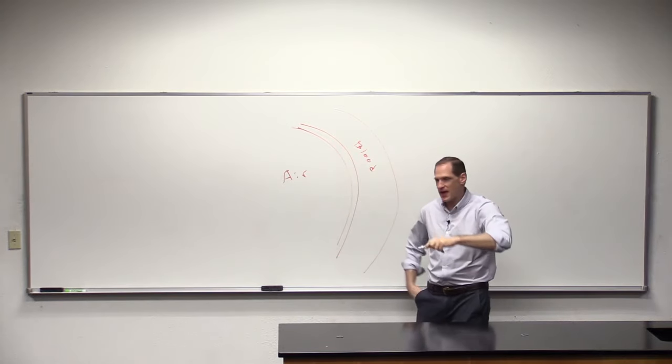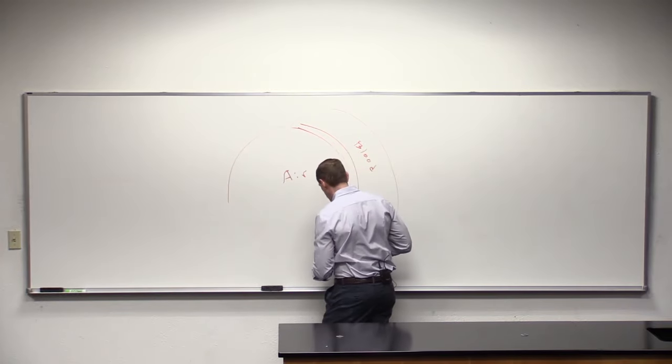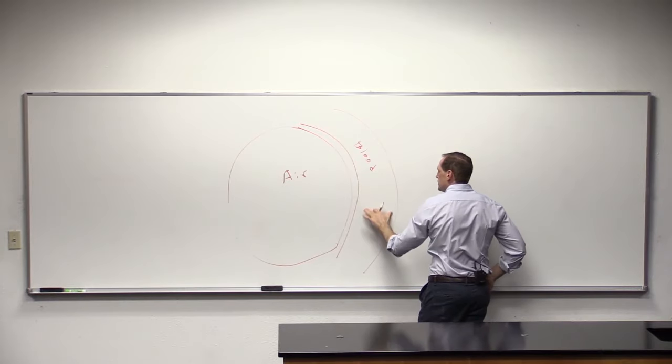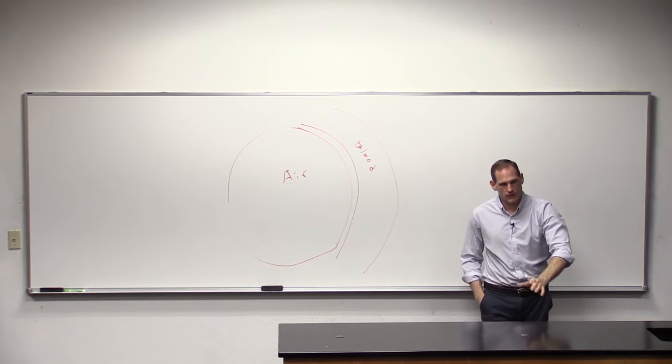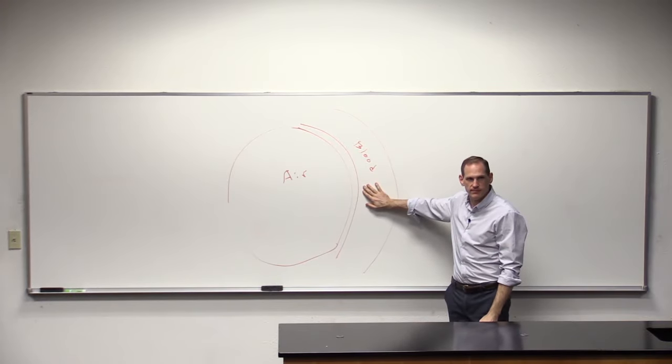Okay, so we have air in here. This is the air pocket. So if you want to draw it more complete, and then here is the blood vessel. So the alveolus is a pocket of air surrounded by blood, right?